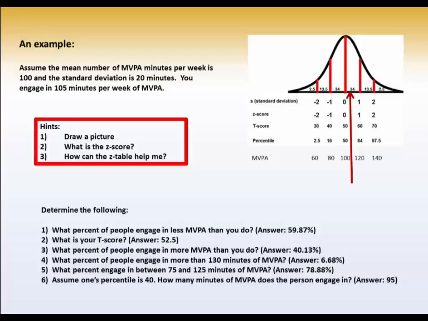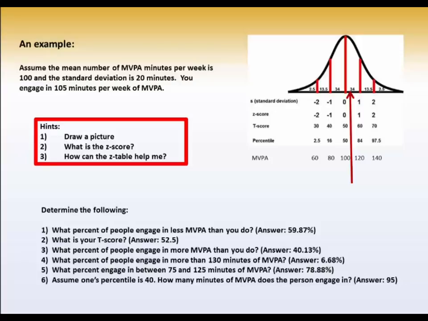What percentage of people engage in more than 130 minutes? Ooh, you should say that's not very many. What percentage of people engage in between 75 and 125 minutes of MVPA? How would you figure that out? By looking at the z-score, drawing a picture. And assume one's percentile is 40. How many minutes of MVPA does the person actually engage in? I'll give you a hint on that one: you have to use the table backwards. You have to go into the body of the table to find the z-score that corresponds with the 40th percentile.